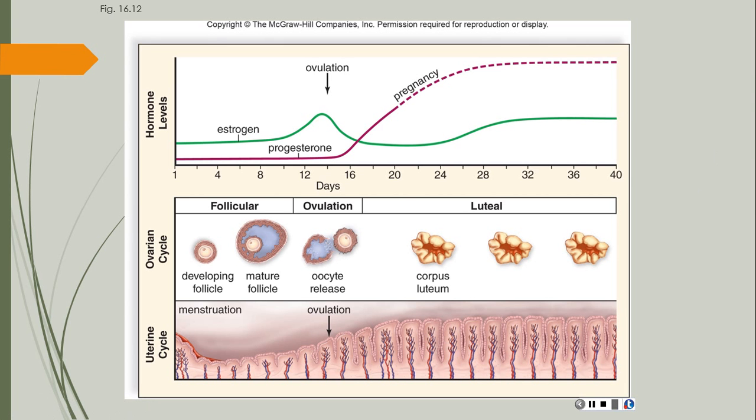This is during the ovulation. Here's ovulation, and then we've got the zygote, and it's the luteal phase. Now progesterone, watch what happens with progesterone. It starts to climb, and during pregnancy it stays elevated.